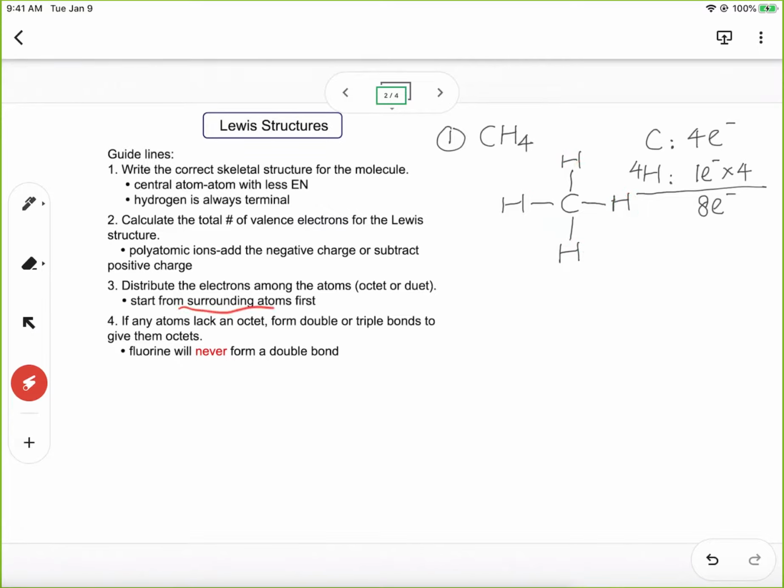The reason is usually those surrounding atoms, they have higher electronegativity, so they like electrons, so you want to make them happy first. Okay, so if you follow this instruction, check those 4 hydrogens. Hydrogen follow duet rule. In other words, if you have 2 electrons for each hydrogen, then it's happy enough. Now for this hydrogen, as you notice, it's sharing 2 electrons with carbon, so this hydrogen has 2 electrons already. This hydrogen has 2 electrons already.